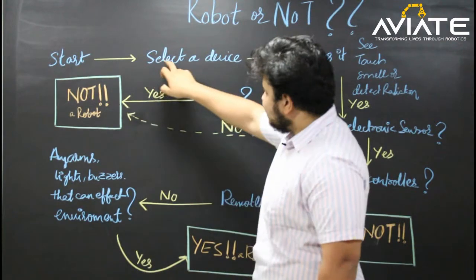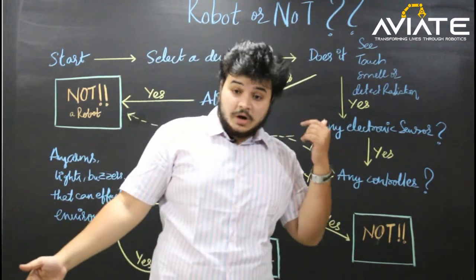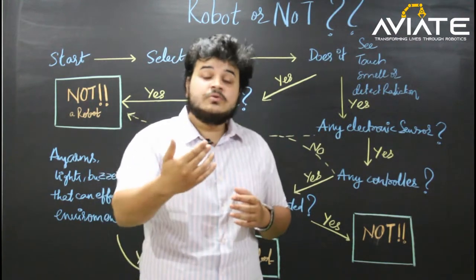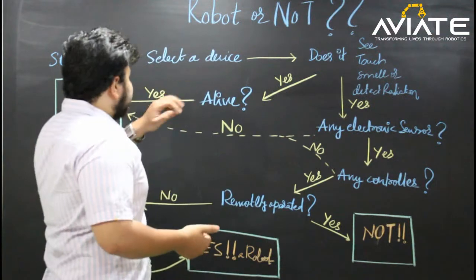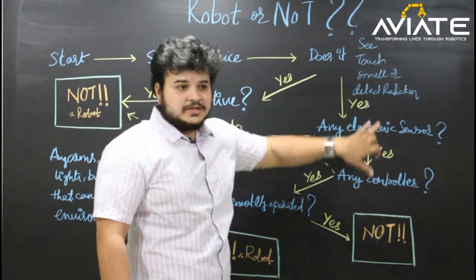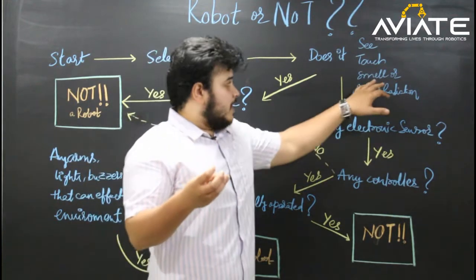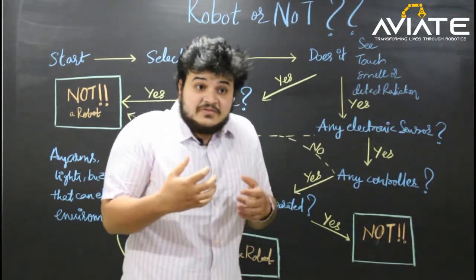We will be selecting a device. Maybe that can be any kind of camera or mobile phone or laptop, or systematically a robot, which will definitely fall under the category of robot, or anything. Okay, we'll be selecting a device over here, and then here is an important check. Does it see, smell, or detect some kind of radiation around it, or even does it feel the touch?